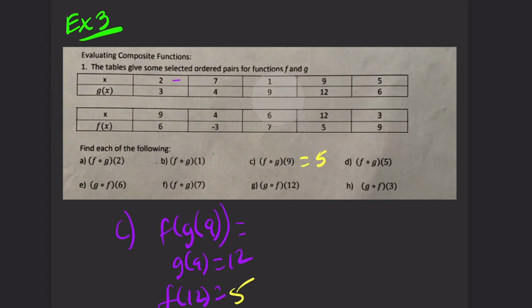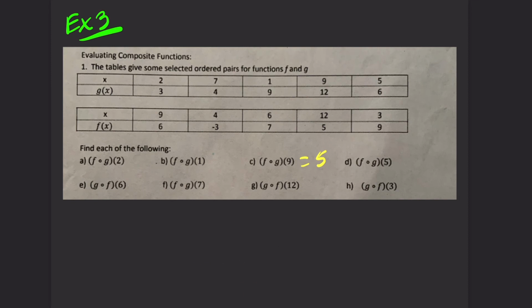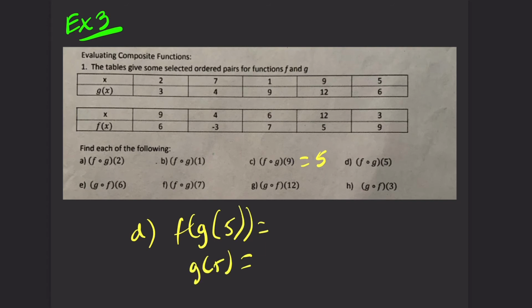Okay, letter D. f of g of 5. So let's start with the inside. So g of 5, g of x is over here. When the x is 5, the y value is 6. So then we do f of 6. Looking at f of x, when the x value is 6, the y value there is 7, making the answer to letter D 7.